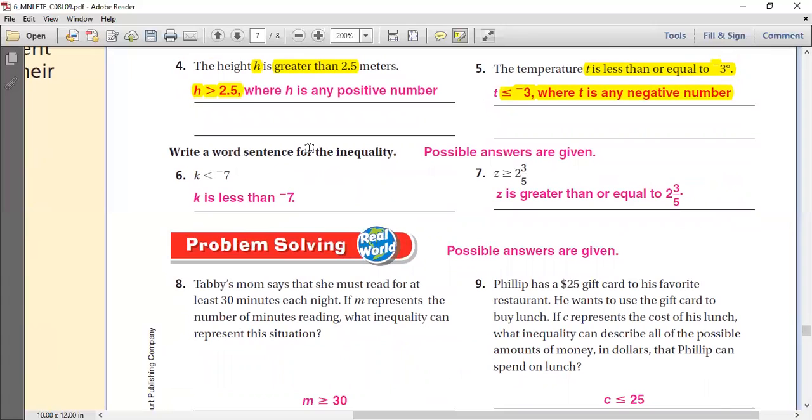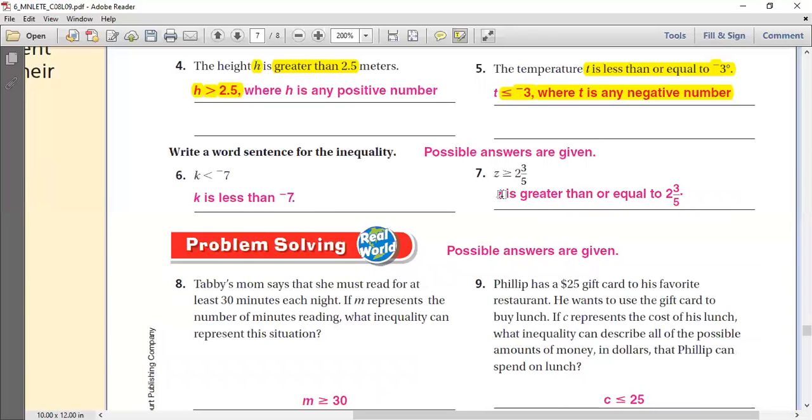Here you have to write the word sentence for the inequality. So this is one way which is given. I had also showed you yesterday another way to write using the word no. So here most of you will follow on this: k is less than -7. So that's what they also did. K is less than -7. What is another way of writing it? You can also say k is no more than -7, because if you're using the word no, you use the word opposite of less. So the opposite of less is more.